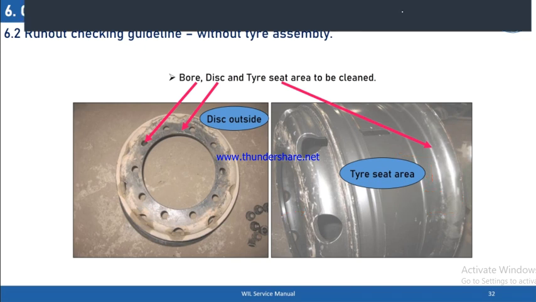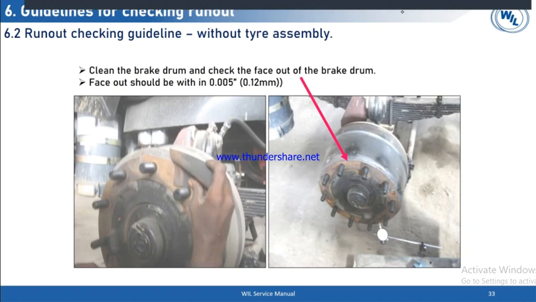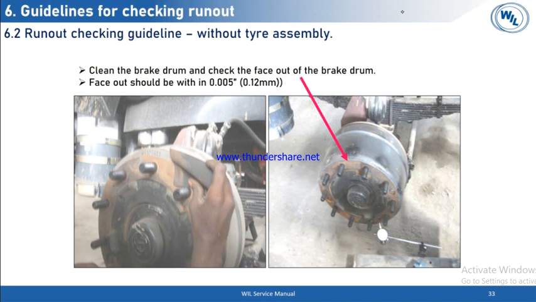Then we need to clean the hub. There might be some chance that some mud or something has accumulated on the hub area. So we need to clean the hub. After cleaning the hub, we need to check hub face-out and runout. It should be less than 0.12 millimeters. It's a machined component, so definitely the face-out will be under 0.12 millimeter. But in case it is more than that, then the wheel rim will sit in a tilted condition on the hub, which will show more runout than the actual one.